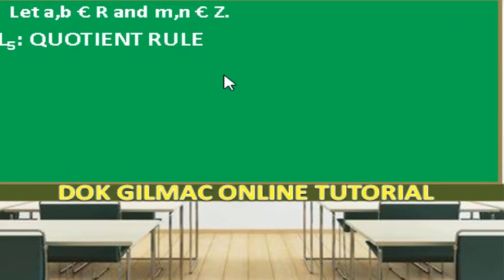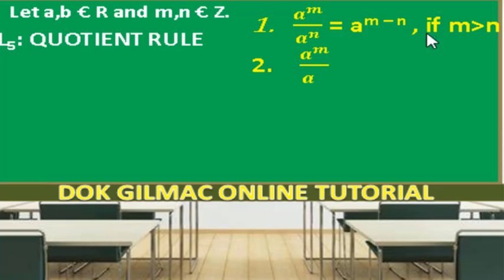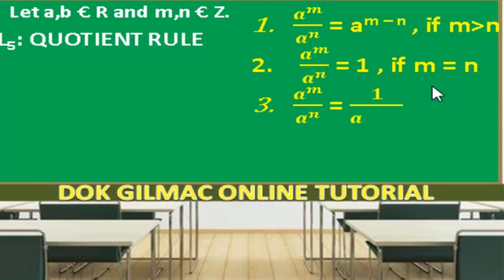Consider the quotient rule. This time, there are 3 conditions for the quotient rule. Number 1: a raised to m over a raised to n is just equal to a raised to m minus n if m is greater than n. It is equal to 1 if m is equal to n. It is equal to 1 over a raised to n minus m if m is less than n. So take note of that.